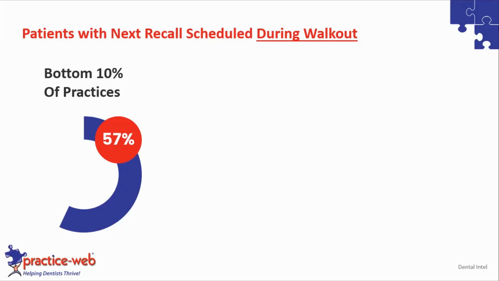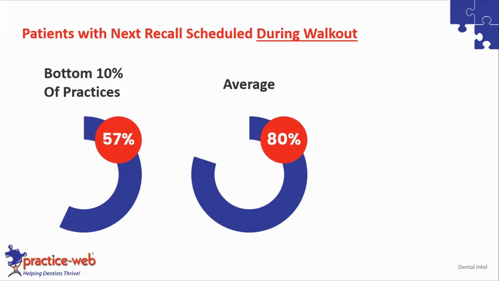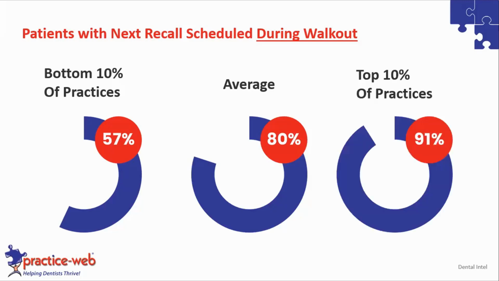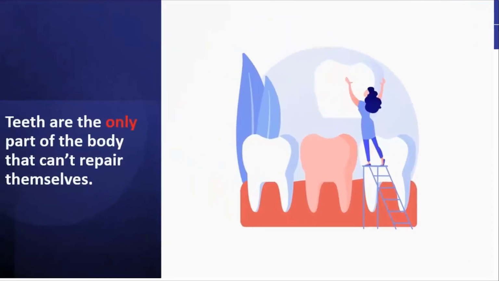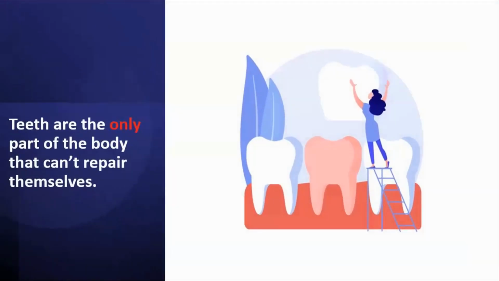I'll show you why in a moment, how easy it is. But there's really not an excuse for that. So this is the beginning of the problem here, right? On average, it's about 80% are getting scheduled during walkout, and the best of the best do around 91%. So that should be our goal. That other 9%, maybe you get severe pushback, they just don't want to do it, and you have to give into that. So these are the statistics with next recall scheduled during walkout.